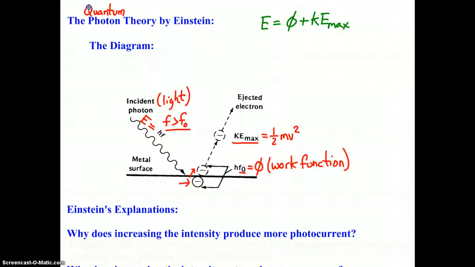Now what we're going to do is show some other derivations here. How do we calculate E? Well, that would be hf. Phi is h f naught, plus KE max. If we subtract h f naught from both sides, that would give us hf minus h f naught equals KE max.